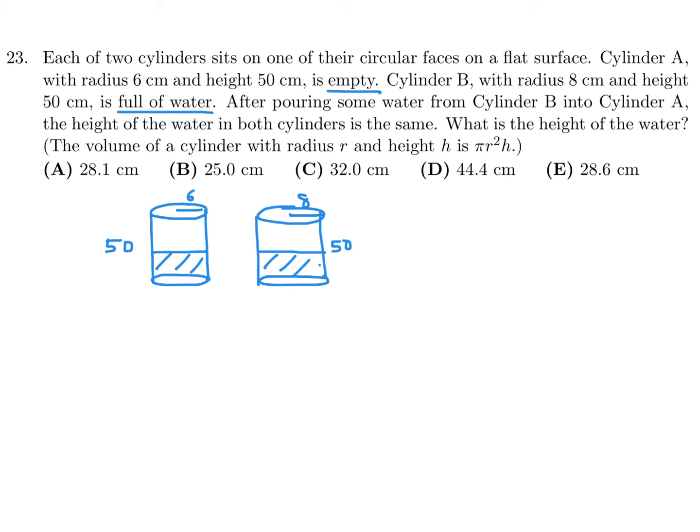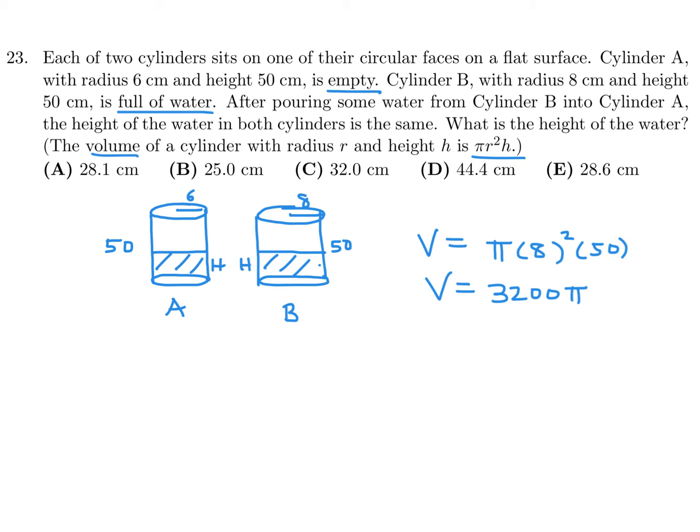Now, we're not told how much is poured in, but we can figure out the total volume of the water because initially cylinder B was full. They even give you the volume formula, pi r squared h. So r was 8 and h is 50. So that initial volume was 3,200 pi.